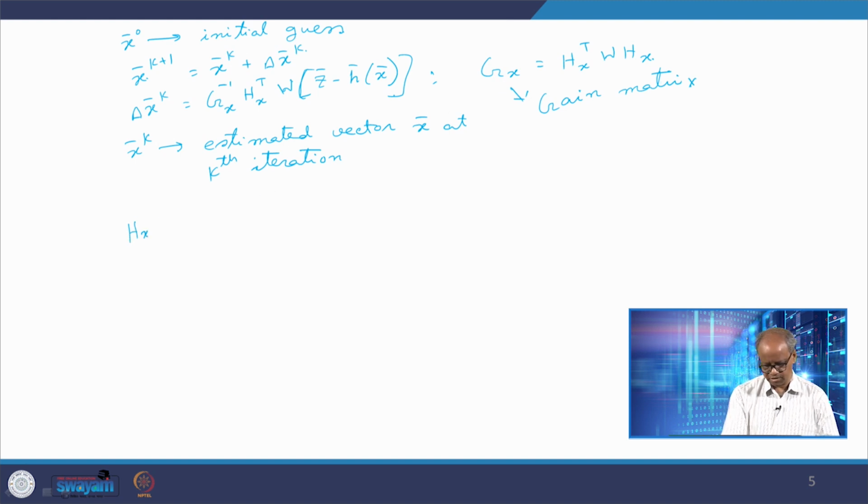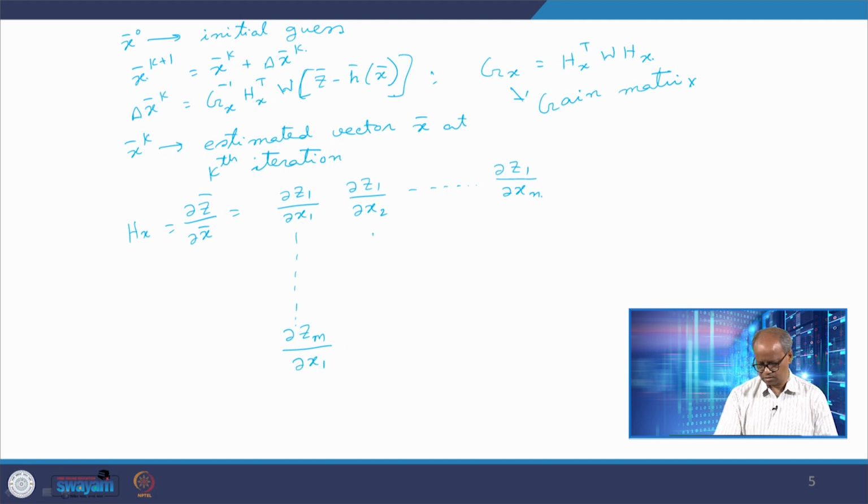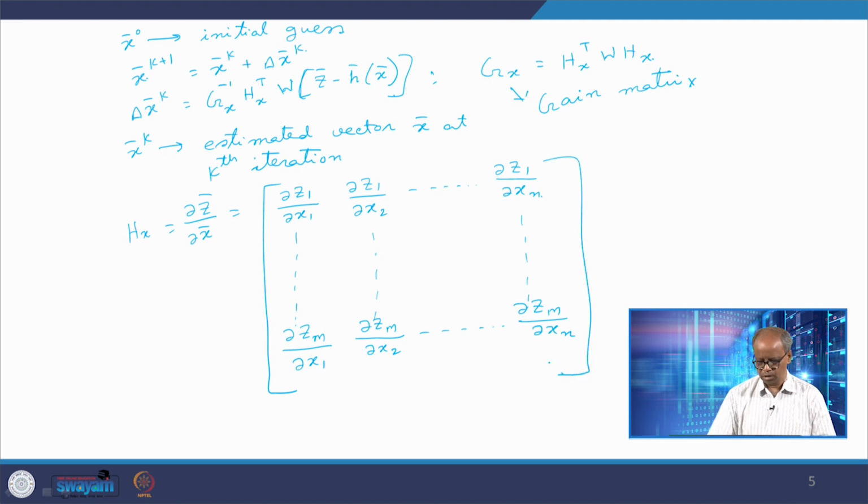Now, what is H(x)? H(x) is the Jacobian matrix, del z by del x. So, it is del z 1 by del x 1, del z 1 by del x 2, and so on up to del z 1 by del x n, and so on and so forth, down to del z m by del x 1, del z m by del x 2, and so on up to del z m by del x n. So, this is H(x).